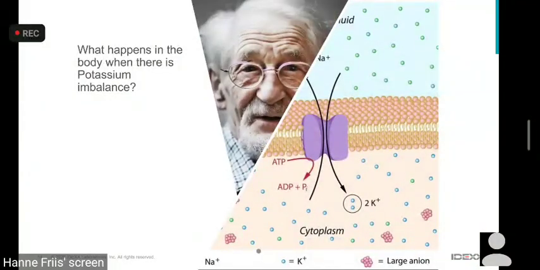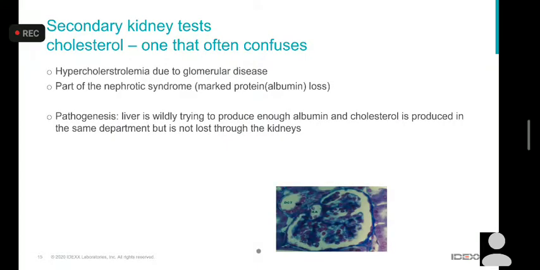And I'm jumping just into cholesterol, because that's one that often confuses people when you see high cholesterol in patients with renal disease, and particularly in the mild cases, because hypercholesterolemia is always due to glomerular disease. So it's the glomerulus that's sick here, not necessarily the proximal tubuli that we were talking so much about earlier.